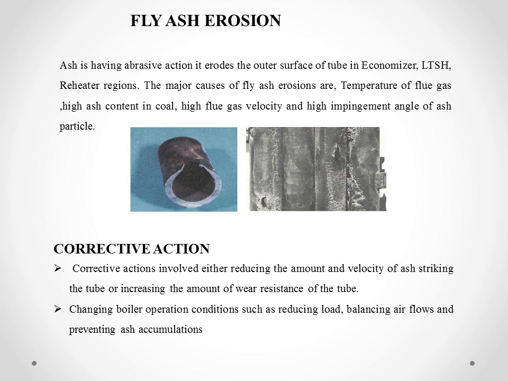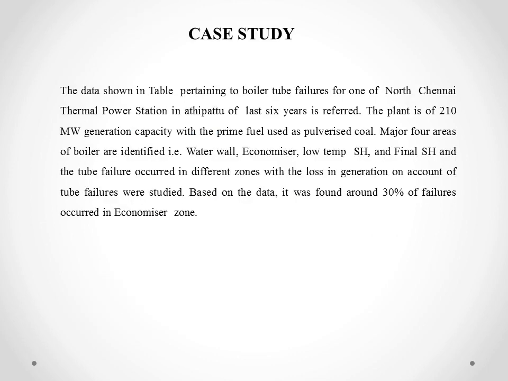Fly ash erosion. Ash has an abrasive action. It erodes the outer surface of tubes in the economizer, low temperature superheater, and reheater regions. The major causes of fly ash erosion are the temperature of flue gas, high ash content in coal, high flue gas velocity, and high impingement angle of ash particles. Corrective actions are changing boiler operating conditions such as reducing load, balancing airflow, and preventing ash accumulation.